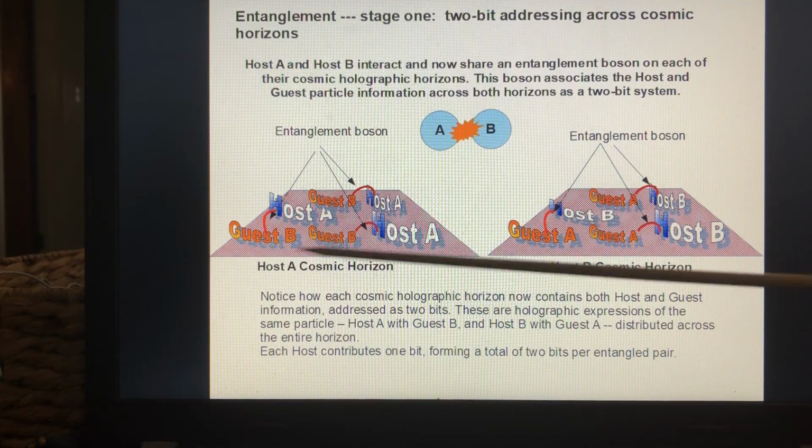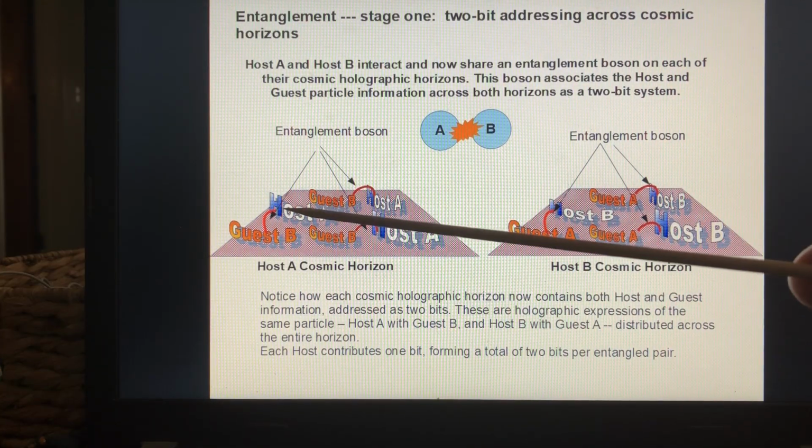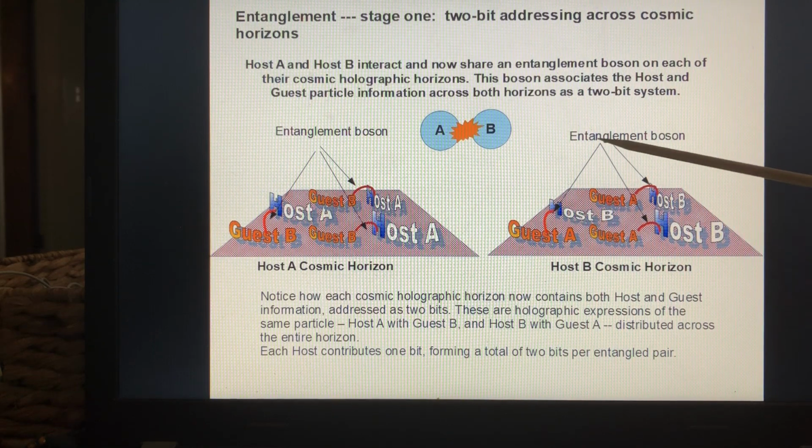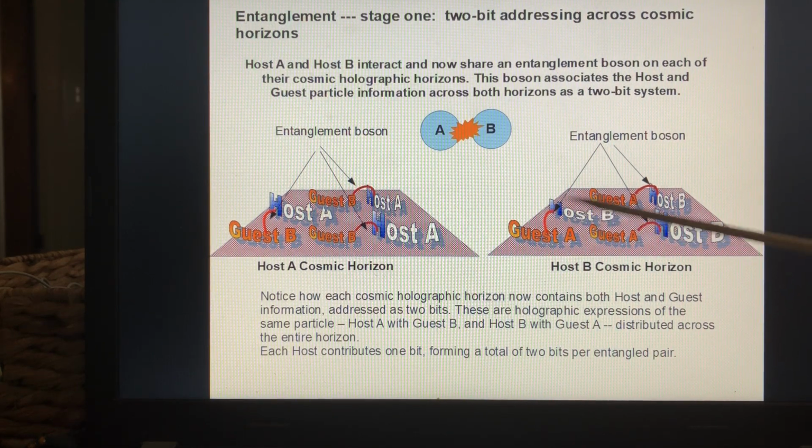Here you see on host A's cosmic horizon, host A and guest B is 2 bits. Over on B's horizon, you have host B and guest A, 2 bits. And this is the quantum uncertainty, because we could either have up, down, or down, up, and that's 2 bits of information.